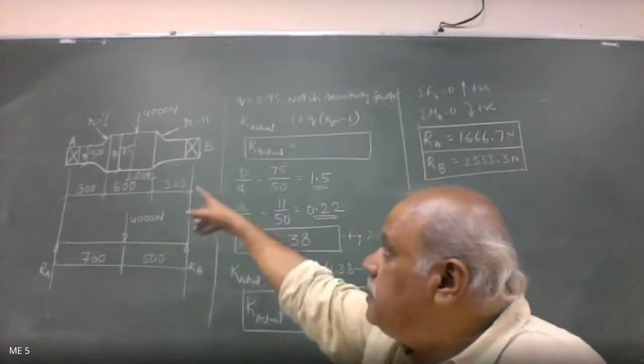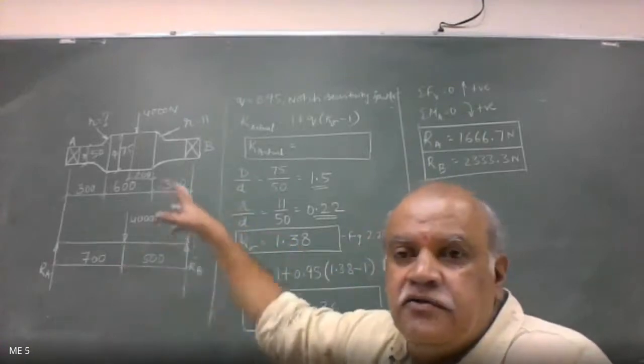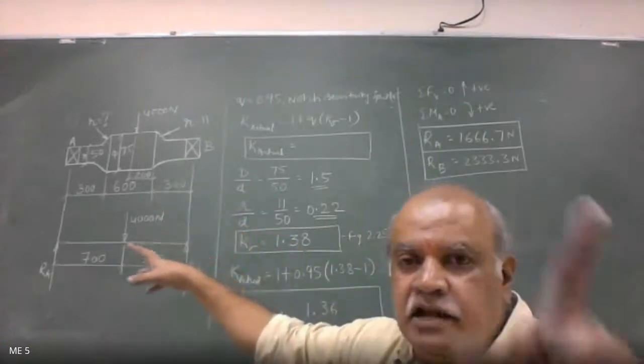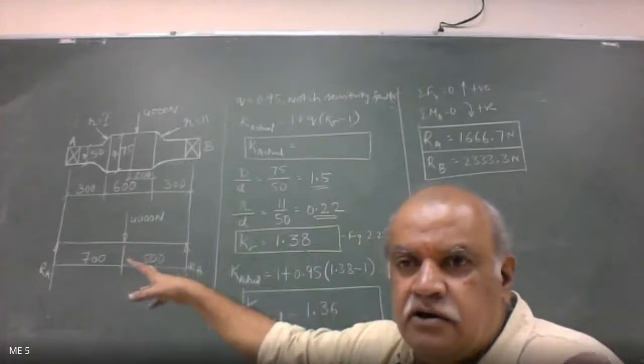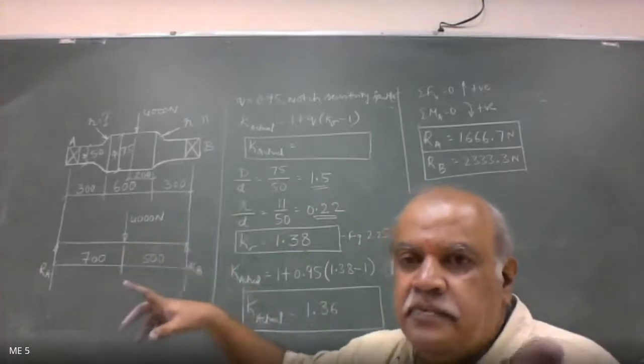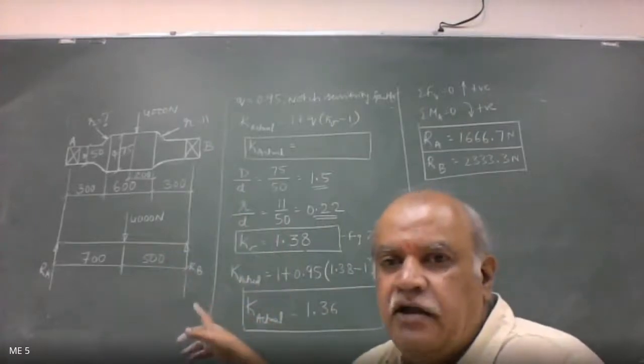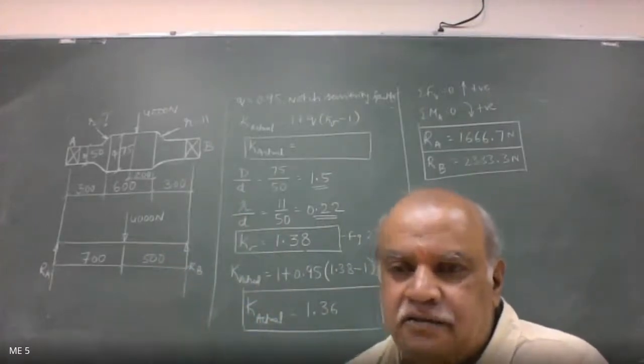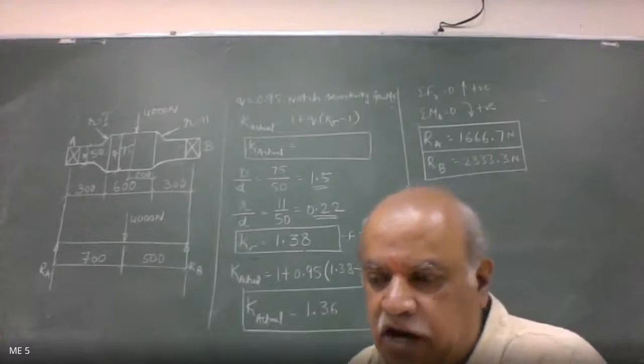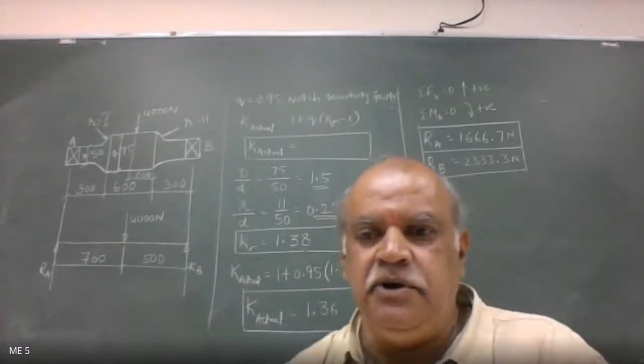We know D by d is 75 by 50. With this D by d and the K sigma value that we have found for sigma max, you can get the value of r by d from figure 2.25. Small d is known, so you will get the value of the radius of the fillet. Okay, so complete this problem.